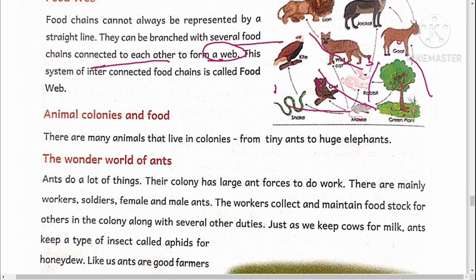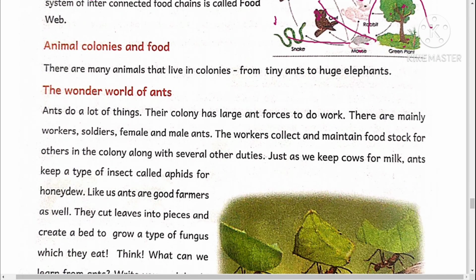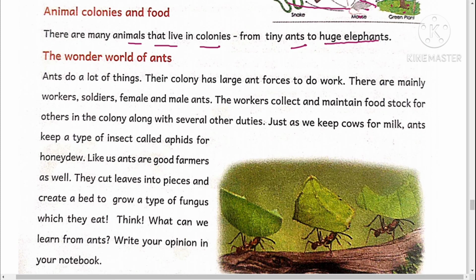So, animal colonies and food. There are many animals that live in colonies. Some groups of animals live in colonies, from tiny ants to huge elephants. Ants also live in colonies. Even elephants live in colonies. Sometimes even lions and tigers live in colonies. And almost buffaloes too, all these animals live in colonies.